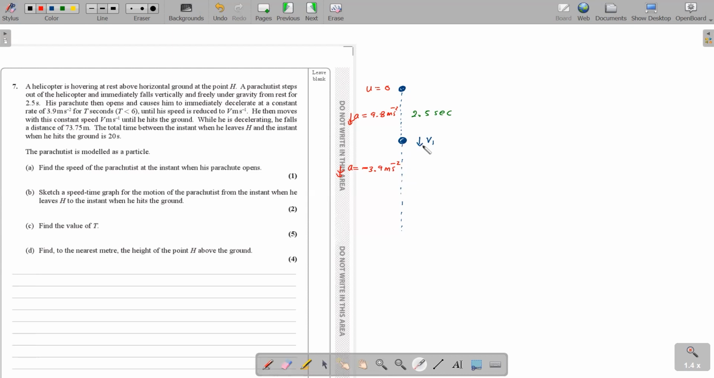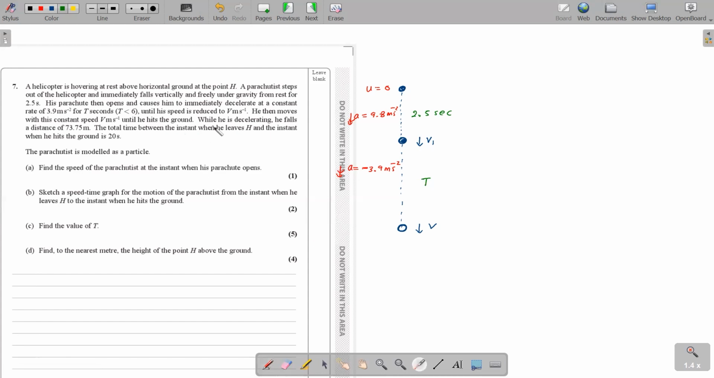So he's moving down with an acceleration of minus 3.9. That means he's slowing down, right? His speed is slowing down until it is reduced to V. So he comes to a certain point until the speed reduces to V. From V1, the speed is decreasing down to V. His parachute opens, causing him to immediately decelerate at a constant rate of 3.9 for t seconds. The time taken from V1 to V is t seconds. A diagram like this really helps you to know what's going on in each section of your graph.